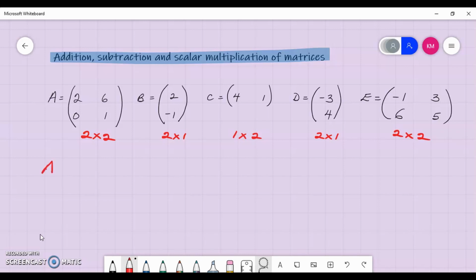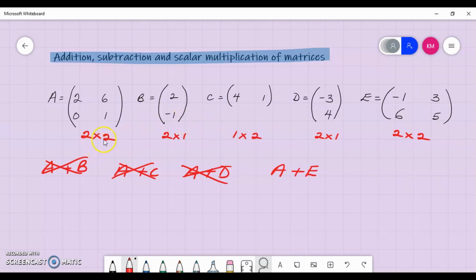Can A be added to B? Let's see. A is a 2 by 2 and B is a 2 by 1. So no, this cannot happen. Can A be added to C? A is a 2 by 2, C is a 1 by 2. This cannot happen. Can A be added to D? A 2 by 2, D a 2 by 1. This cannot happen.